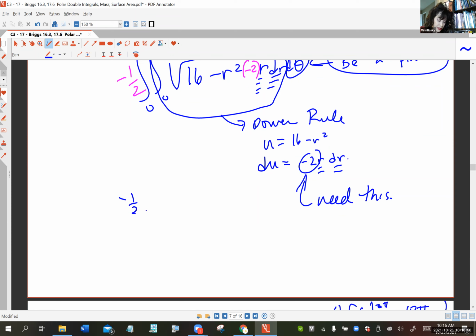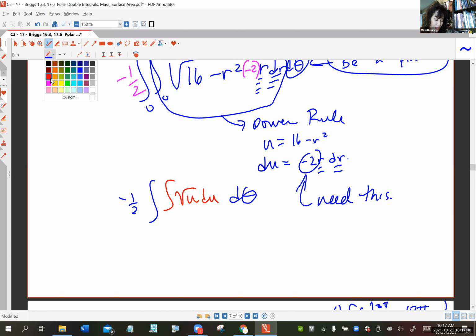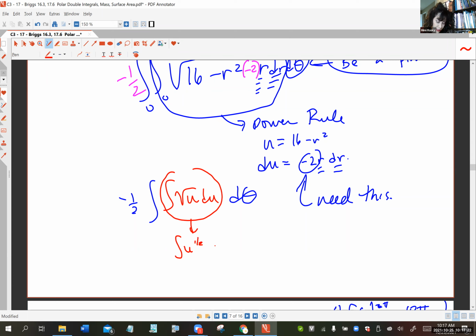So let me start copying stuff down here. This integral that we have in the middle, the innermost integral, I want to see you rewrite it as square root of u du. I want to see that intermediate step, please. Now you still have the outermost integral with respect to theta, of course. And then this innermost integral, radicals are evil. So I want to rewrite that with exponents. So that's really u to the half du.